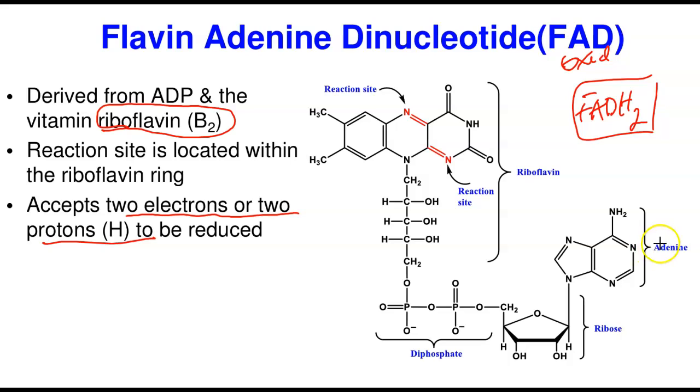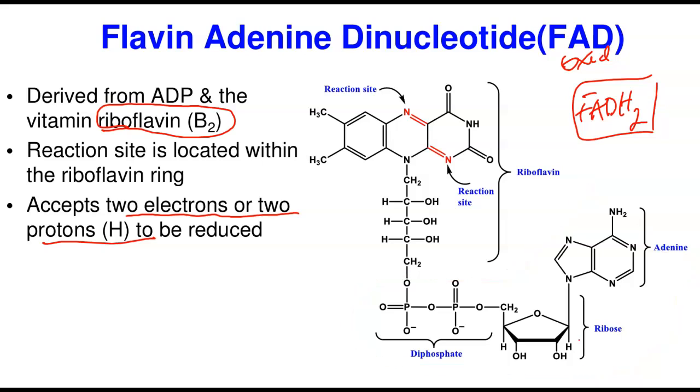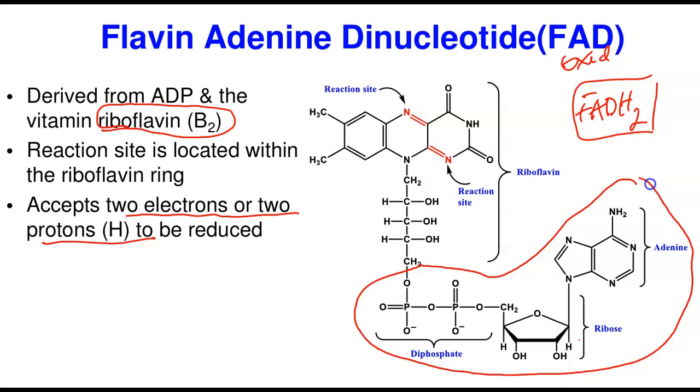Let's see what happens. Again, this is adenine connected to a ribose and connected to a diphosphate. So this is the ADP part. And then connected to the right, this is the riboflavin part. From here to here is the riboflavin part, and on this ring is where the reaction takes place.